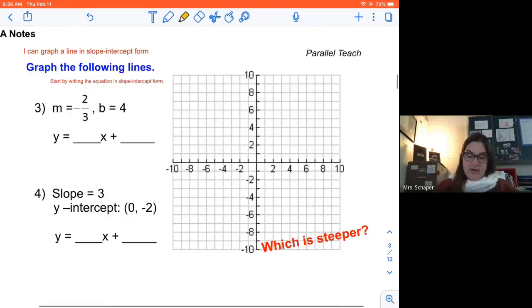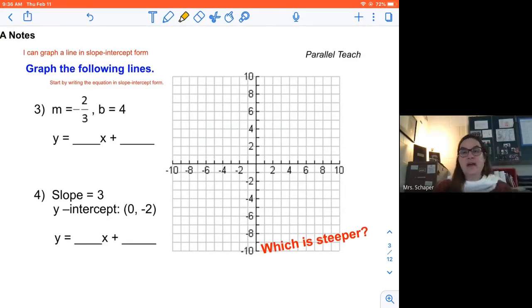All right, let's take a look at this one. We're going to graph these lines. We're going to write the equation and graph it. So y equals mx plus b. So my slope is -2/3. My y-intercept is 4. So what I want to do is I'm graphing. And again, I'm working from translating between these different forms of linear equations.